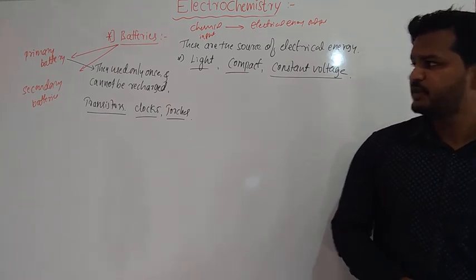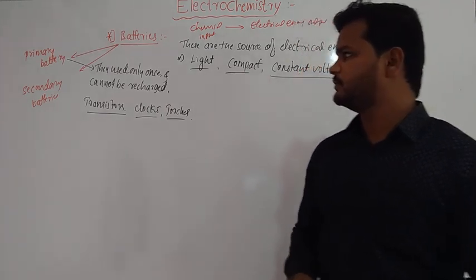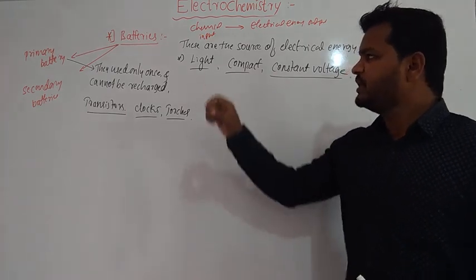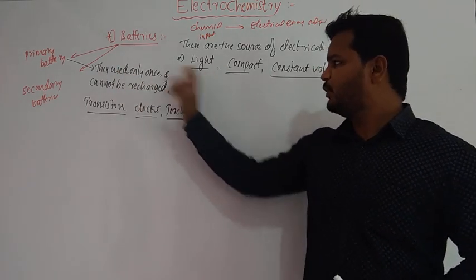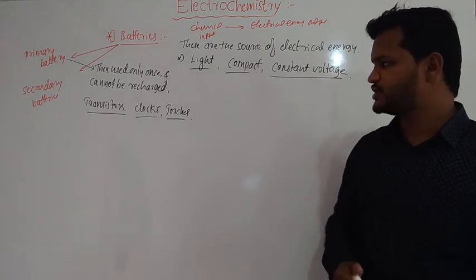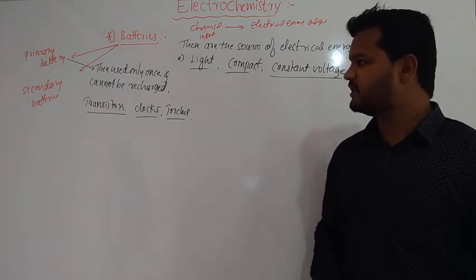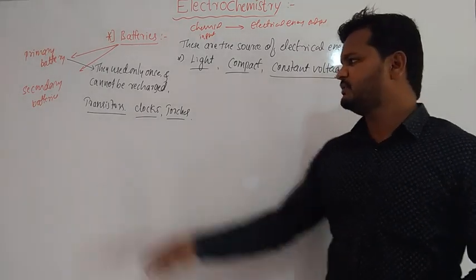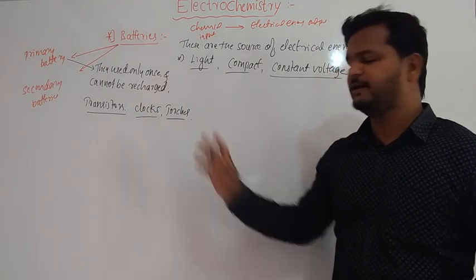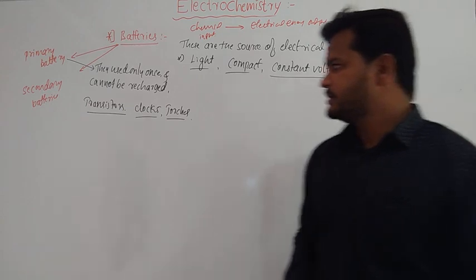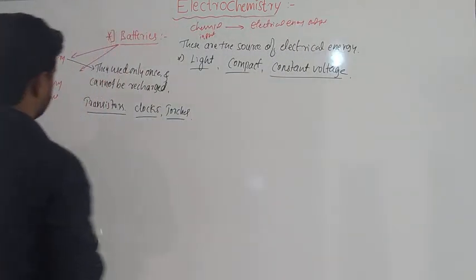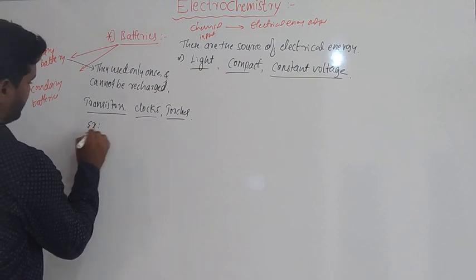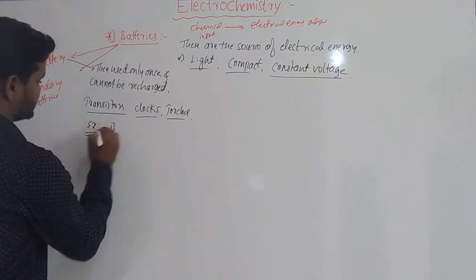Here I am going to discuss only primary batteries. A primary battery is used only once and cannot be recharged. Examples of primary batteries are the dry cell and the mercury cell. They are used in transistors, clocks, and torches. There are two examples.